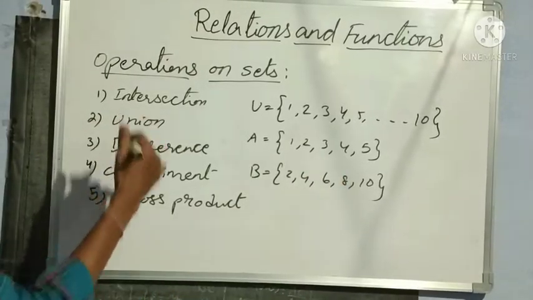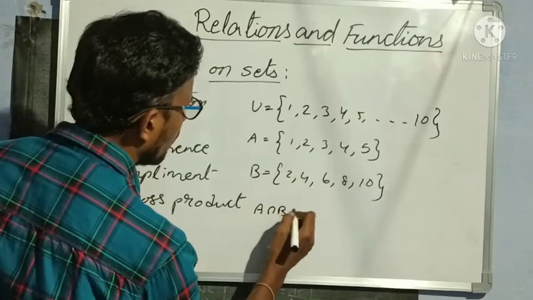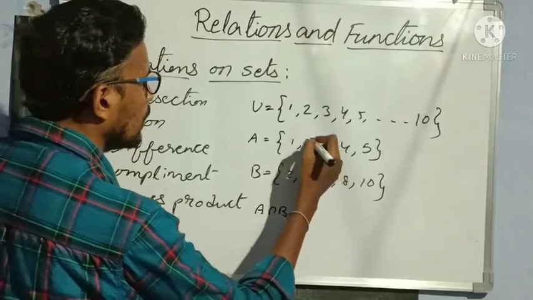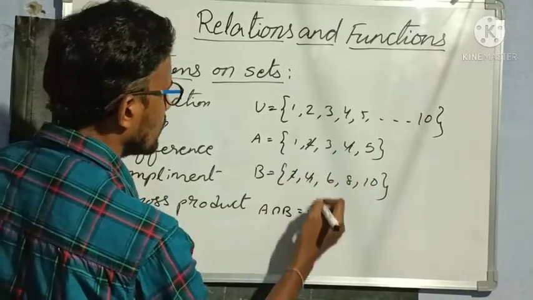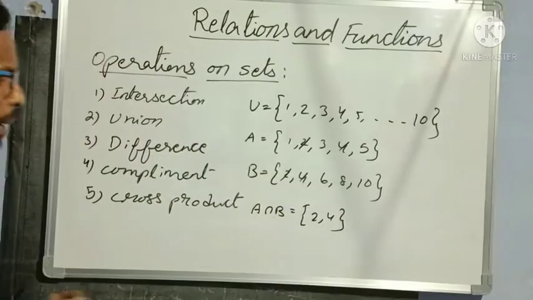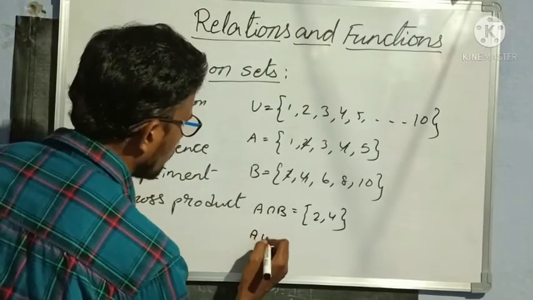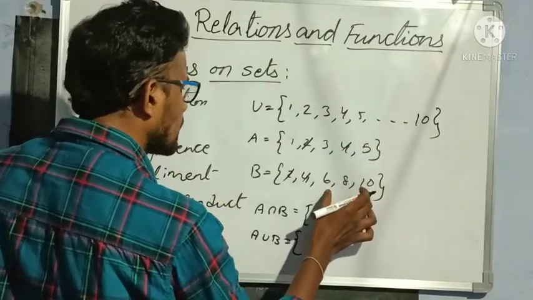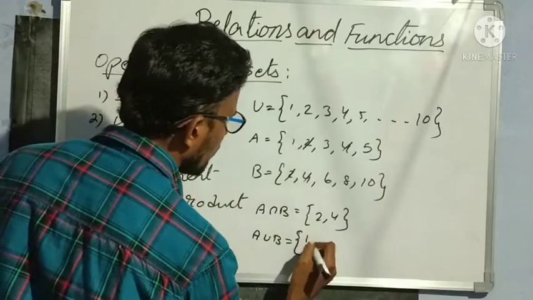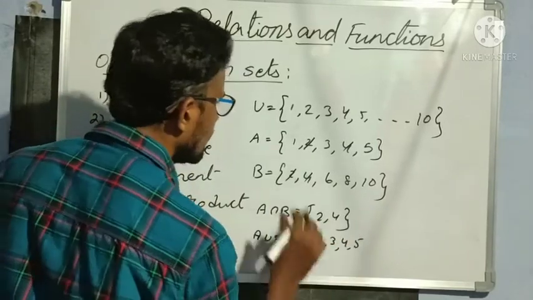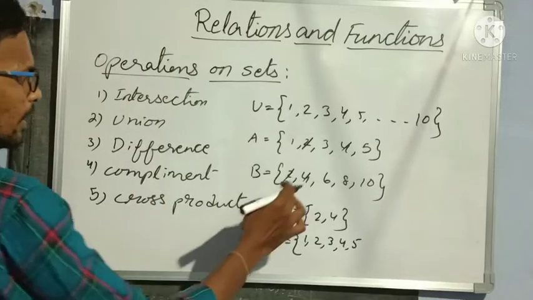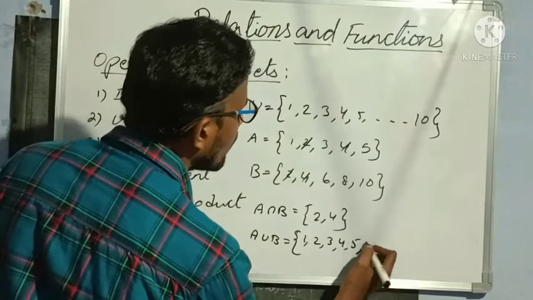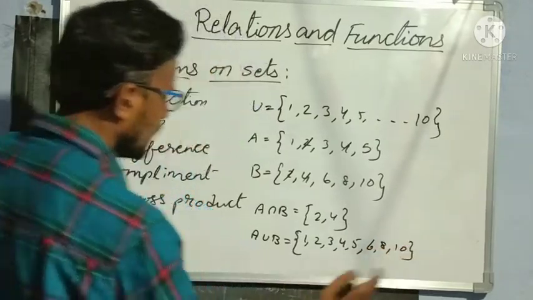Now I want intersection. So A intersection B means nothing but common elements in both A and B. So what are the common elements in both A and B? 2 is common and 4 is common. So A intersection B means 2, 4. Next A union B. A union B means writing all the elements in both the sets only one time. First let us write all the elements in set A. Then already we have written 2, 4 here, so no need to repeat again. Only one time we have to write. Remaining elements are 6, 8, 10. So this is A union B.